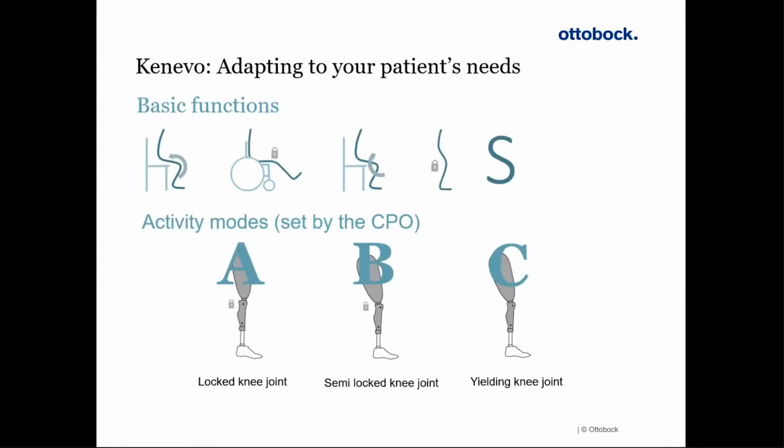Next slide. So how does the Kenevo function? As Dr. Kannenberg was talking about, it is 3 knees in one. So you have the ability of programming the knee into different functional modes or activity modes, such as the lock knee, the semi-lock knee, which is B or B+, and the yielding knee joint, which is mode C. And then in the background, all these basic functions are available to the user. And so it really helps us identify the type of user that can benefit from these functional capabilities of the knee itself.